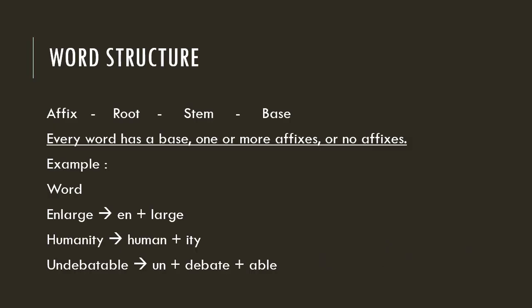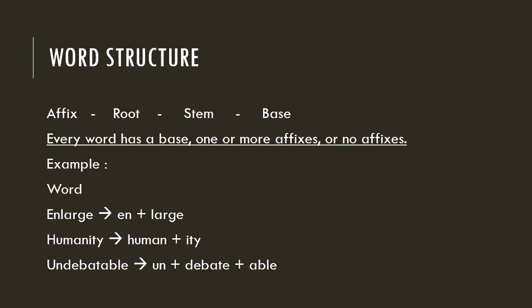Dealing with the word formation, we need to know first about the word structures. So in English, when we are talking about word structure, we need to know several terms that will be beneficial for us when we are discussing this topic. The first one is affix, and then root, stem, and base. What do those terms mean? We are going to discuss through our meeting today.